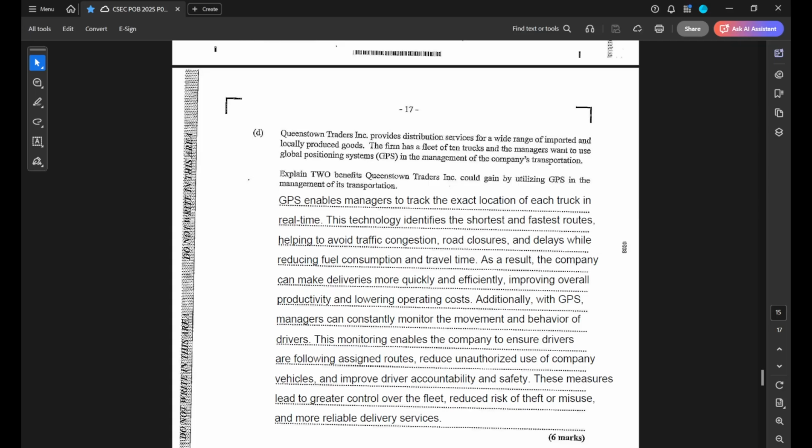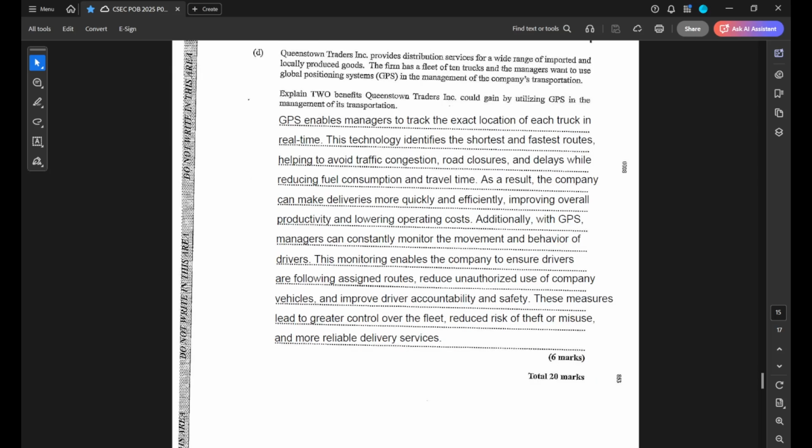Additionally, with GPS, managers can constantly monitor the movement and behavior of drivers. This monitoring enables the company to ensure drivers are following assigned routes, reduce unauthorized use of company vehicles, and improve driver accountability and safety. These measures lead to greater control over the fleet, reduce risk of theft or misuse, and more reliable delivery service overall. And for that, you have your 6 marks.